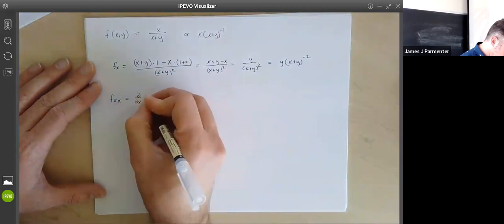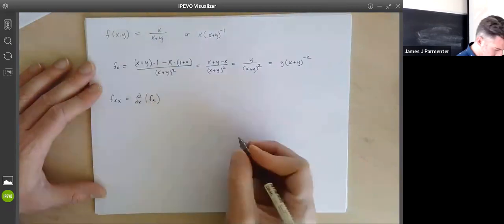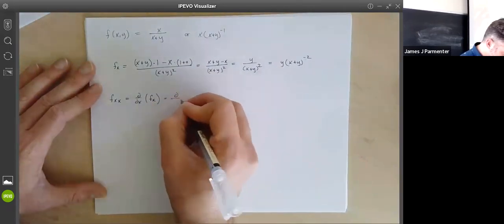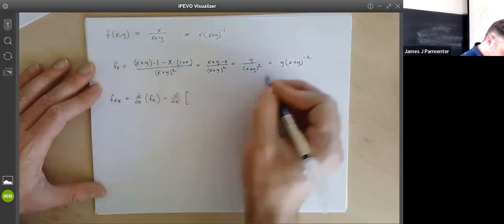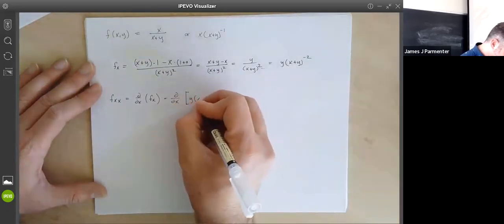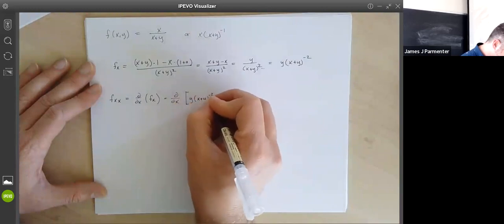Okay, I can't help myself because I'm not a student, I'm a teacher, and I'm going to show you the things I think I should show you. So I'm taking the derivative with respect to x of this thing here, y times (x plus y) to the negative second.